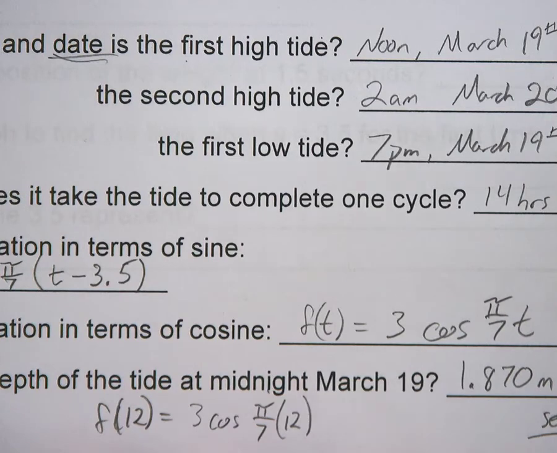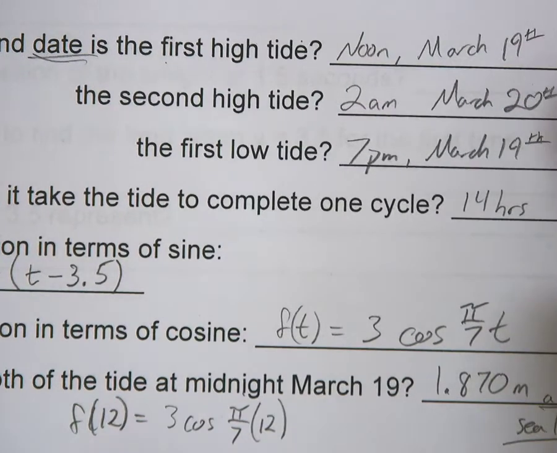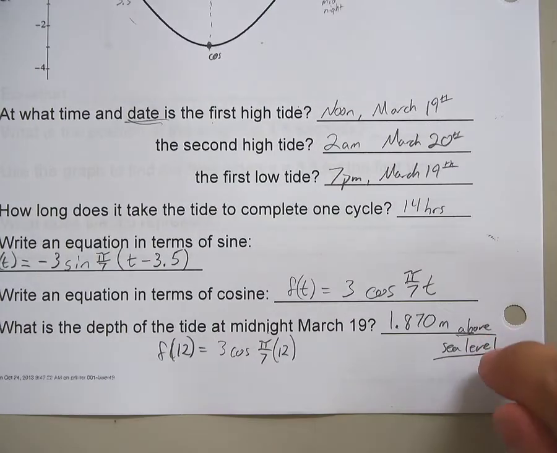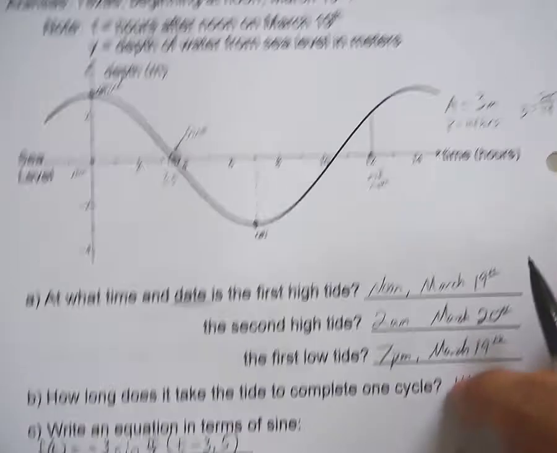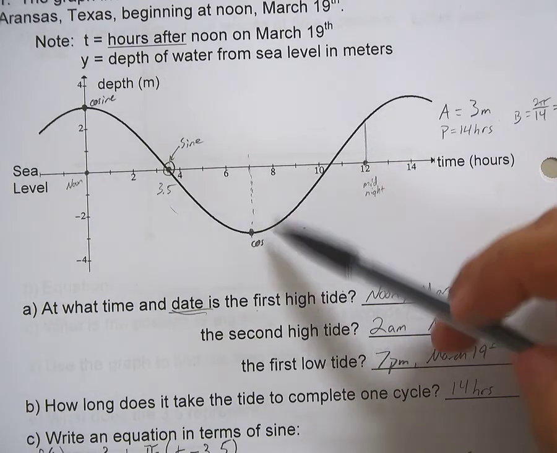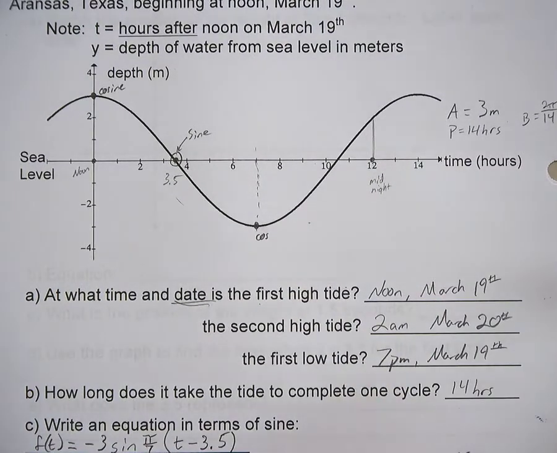Why is it important to mention that it's above sea level? Well, that's because at midnight it is above sea level. If I came over here and did it here, it'd end up negative. That means it'd be below sea level, right?